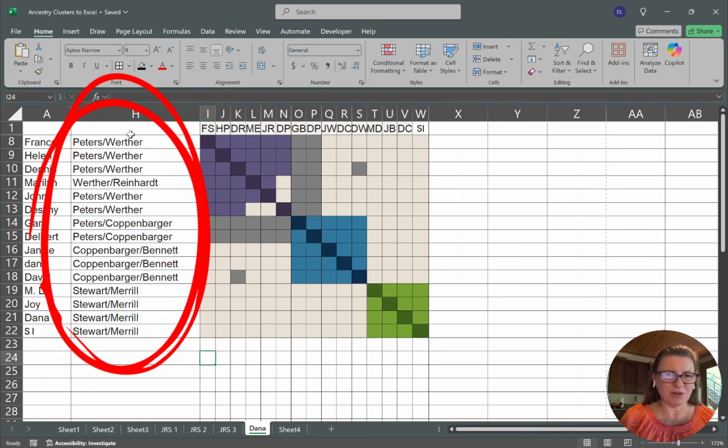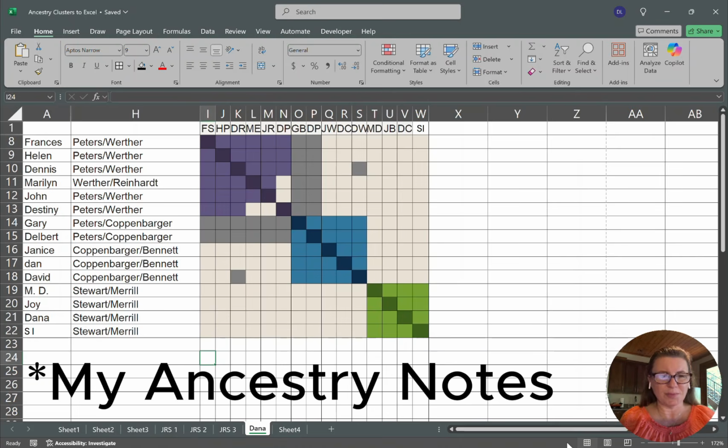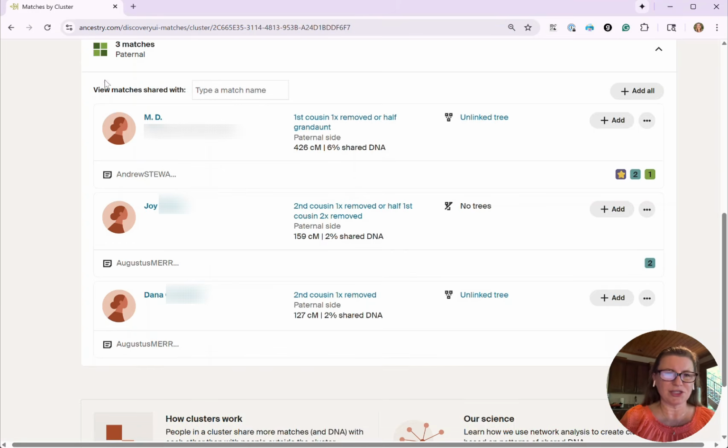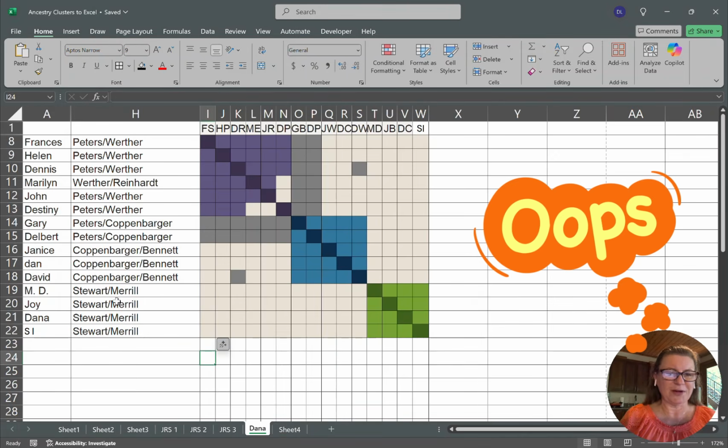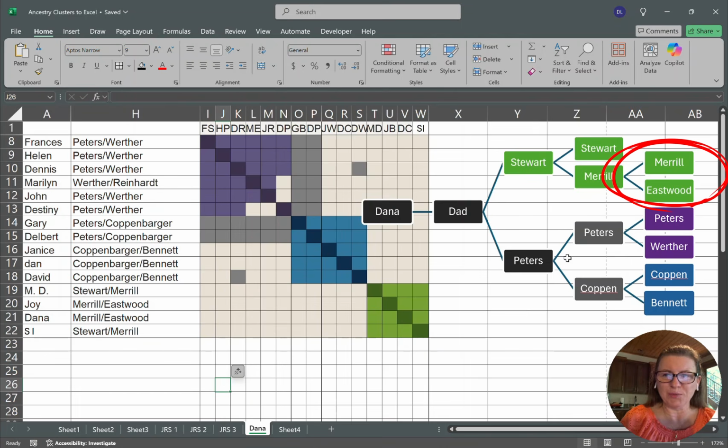To fill in this column here, my notes, the couple, I went back to my notes because notes are so important. And here I've opened up the green cluster, the 3 paternal matches here. But we have these notes. And if I hover over it, I can see them. This is Stuart Merrill, Merrill Eastwood, and Merrill Eastwood, which I'm not sure is what I put on here. Let's go over here. Stuart Merrill. I don't know why I messed that up. This is actually back a generation even further. Again, we're going back a generation further. And these two, Joy and Dana, are actually a generation further back. And so where these would be my first cousins, second cousins, this is a type of third cousin to me.